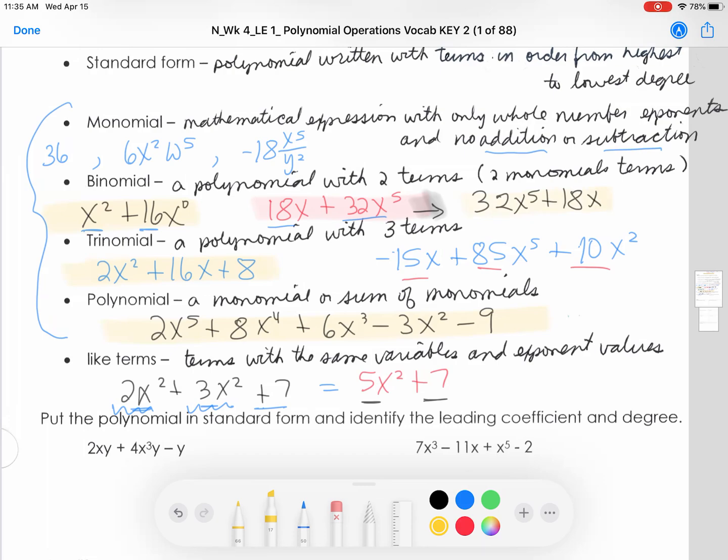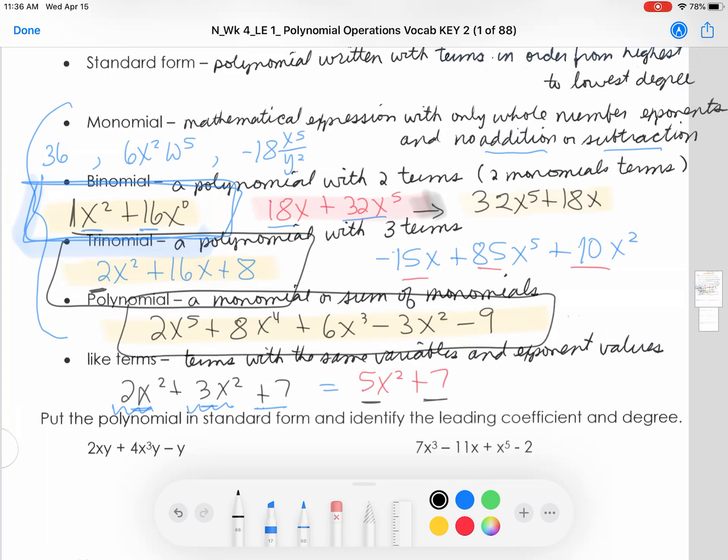Once we have a polynomial in standard form, we can talk about the lead coefficient. The lead coefficient is simply the number in front of the lead term. So for this one right here, our x squared plus 16x to the 0, our lead coefficient would be a 1. For this one here, our lead coefficient would be the 2. For our big polynomial here, our lead coefficient would be the 2. We go to the highest order term, and that coefficient is the leading coefficient.